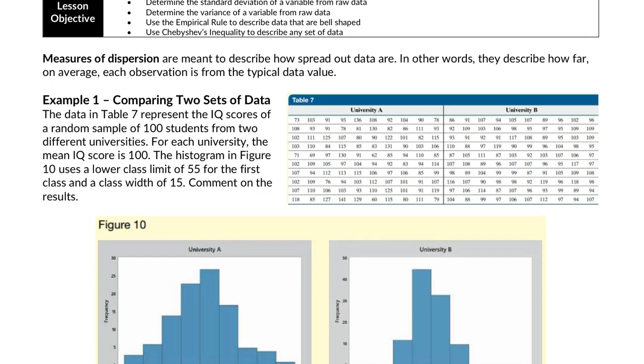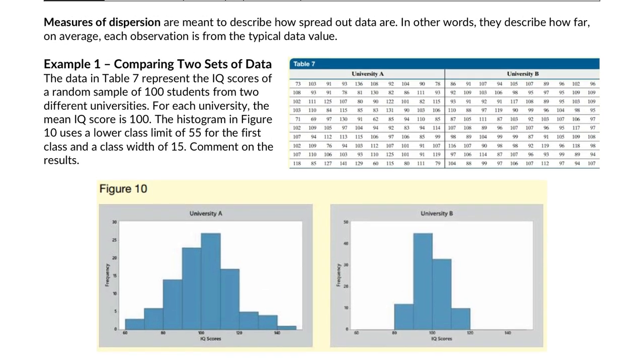So what I've done in example 1, just to give you an idea of what we're looking at here, is we're going to compare the IQ scores of a random sample of 100 students from 2 universities. So we have 100 students from University A and 100 students from University B. We've calculated the mean IQ score for both universities already to be 100, so we have the same. The histograms below show the distributions of these IQ scores, and we of course grouped this data so it has a lower class limit of 55 for the first class with a class width of 15.